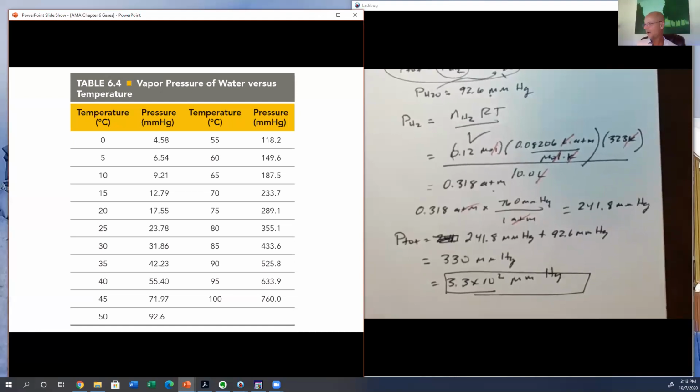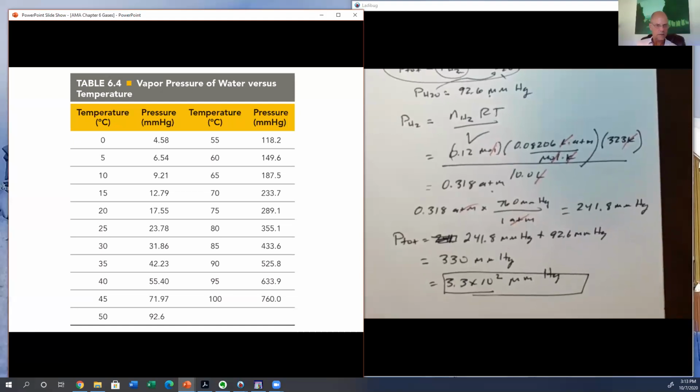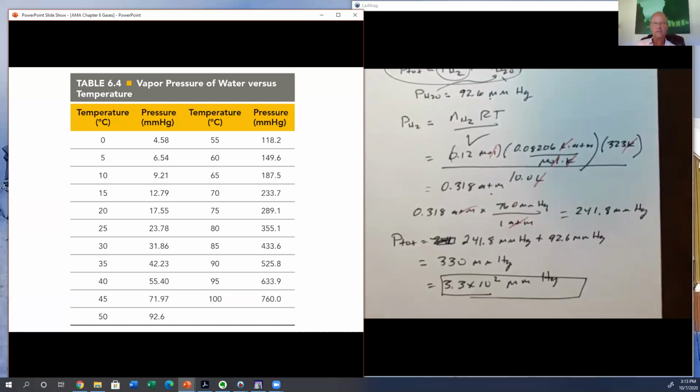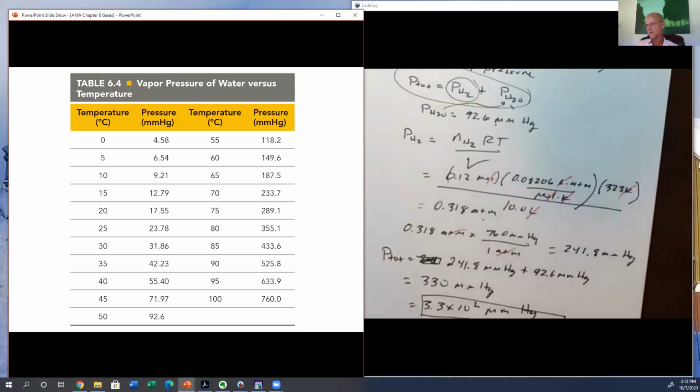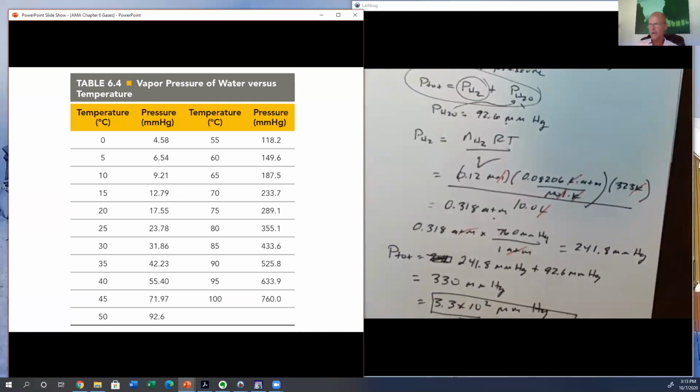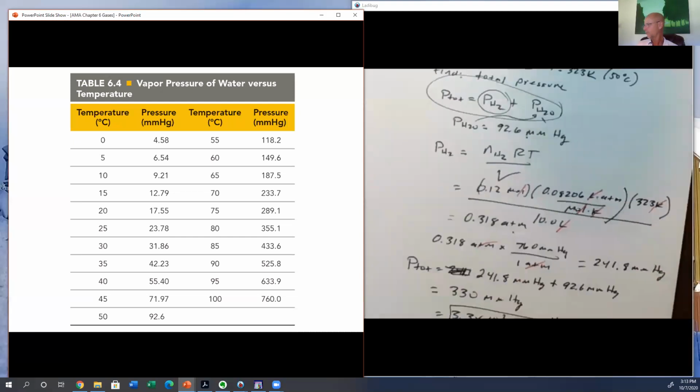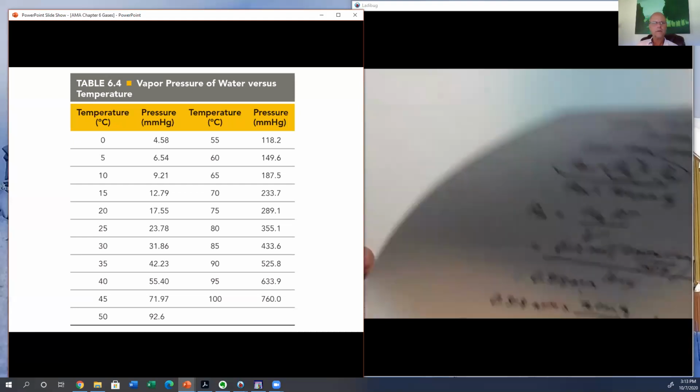Lot of example problems here of applications of the ideal gas law. So you'll just be playing around with these and get a lot of practice with them as you work through your problem set. Any questions?